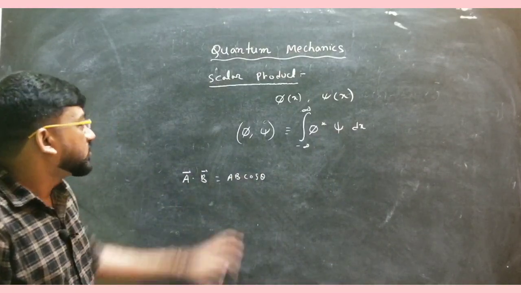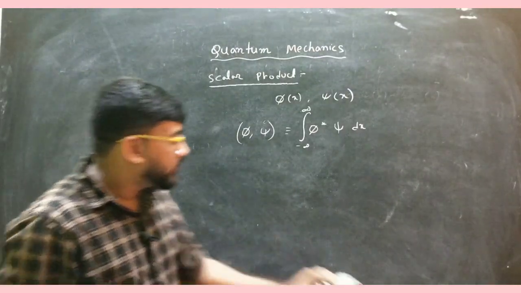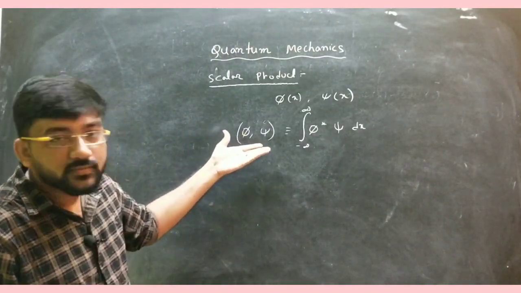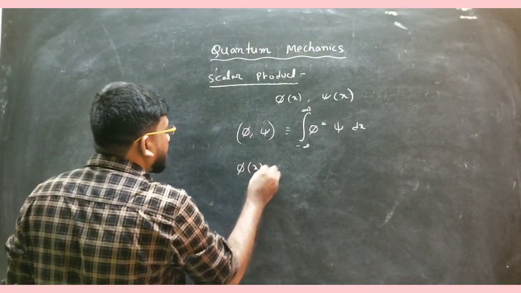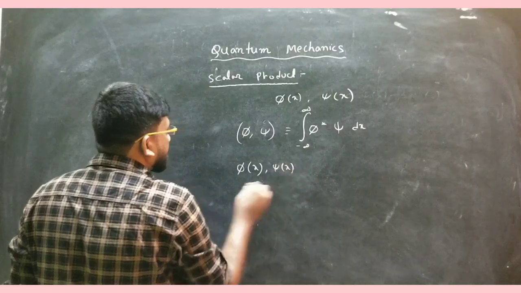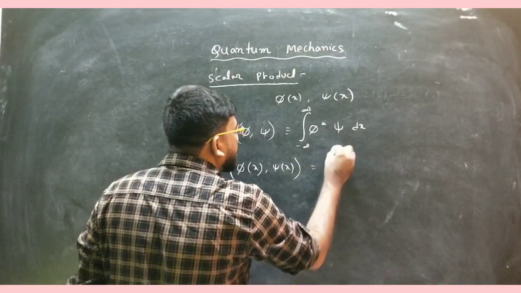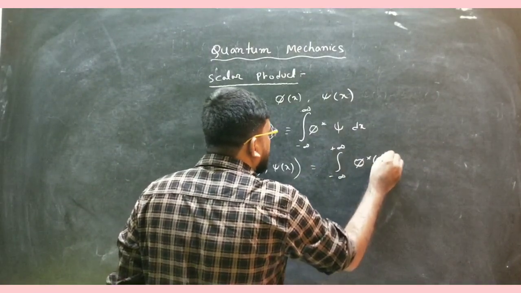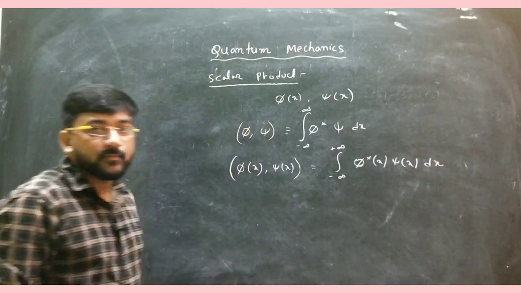So this is the definition of scalar multiplication, and this is phi of x and psi of x. I have given this notation for simplicity, but actually you can write it in this way also. So this is nothing but the integral from minus infinity to plus infinity of phi star x into psi x dx. So this is the definition of scalar multiplication.